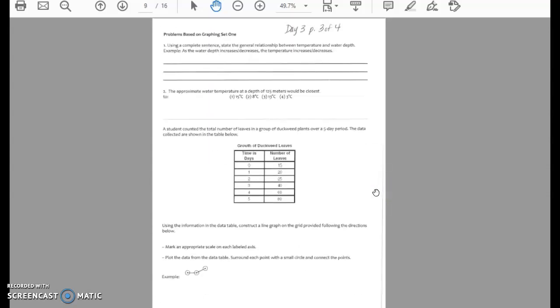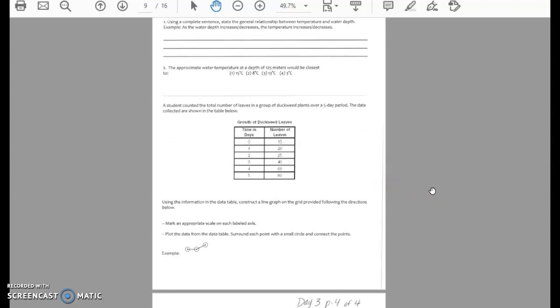Problems based on graphing set 1. So using a complete sentence, state the general relationship between temperature and water depth. So you're pretty much just filling out that example question. As the water depth increases, what does the temperature do? Okay, what happens there? An approximate temperature at a depth of 125 meters would be closest to which one? Use that graph that you made.